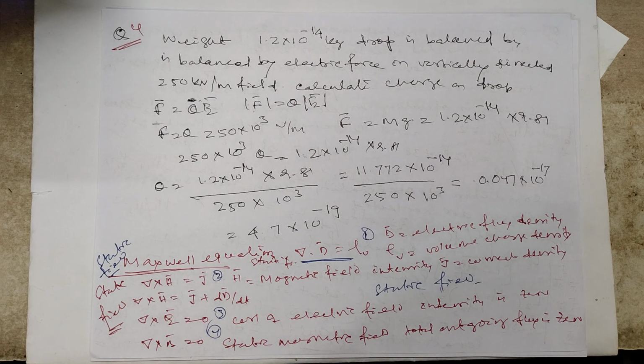Here the Maxwell equations. The Maxwell equations for the static field, that is del dot D is equal to rho v, del dot B is equal to 0, del cross E is equal to 0 and del cross H is equal to J.